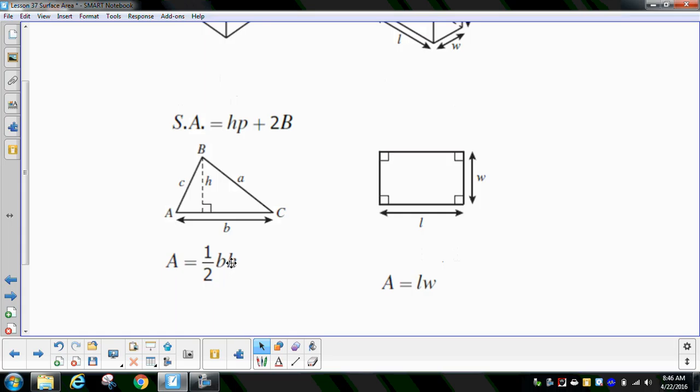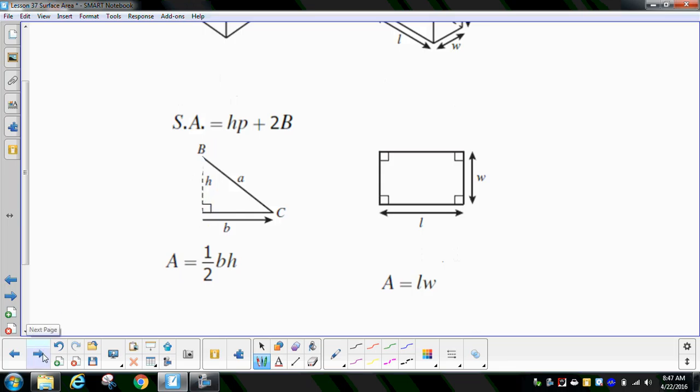And you're going to see some triangular prisms that have right triangles as their bases. So in a right triangle, the 2 legs, the 2 sides that are not the hypotenuse, are the base and the height. So if you were to just look at the right side of this picture, so I'm going to get rid of this side, and I just had a right triangle, you can see that B becomes the length of one leg and H becomes the length of another leg. So to find the area of that triangle, we would do 1/2 times B times H.